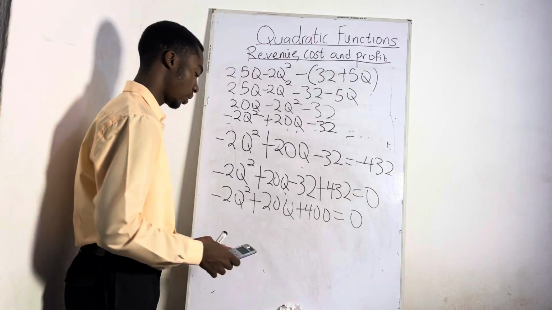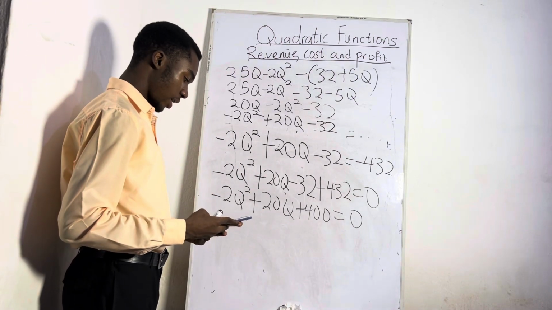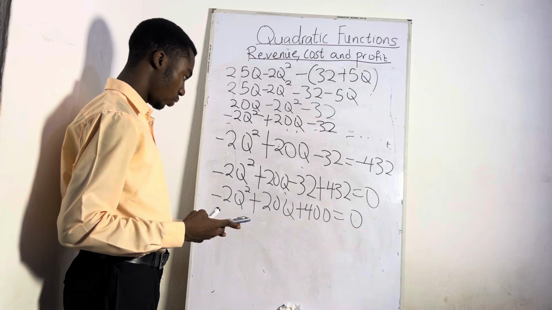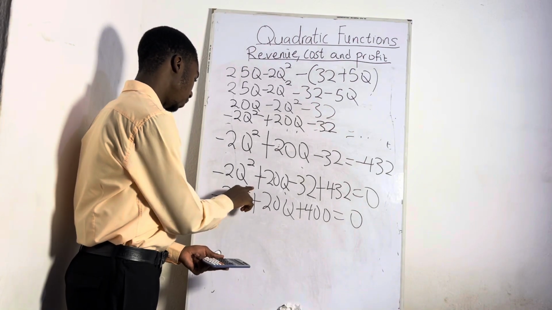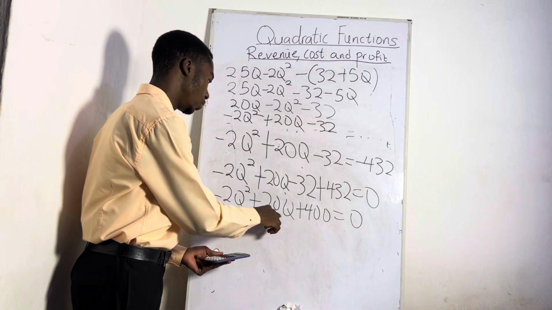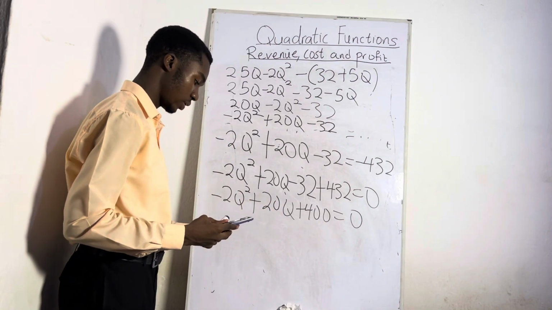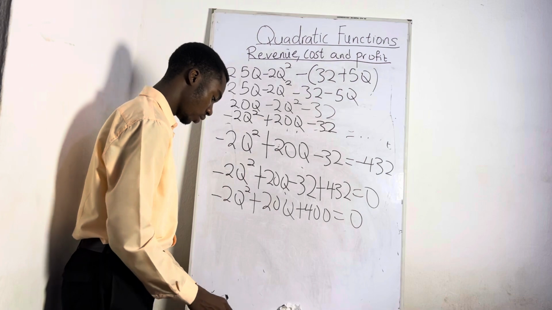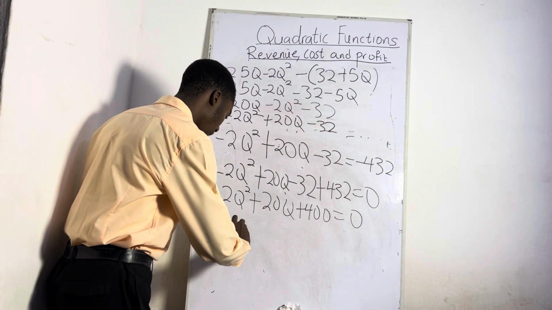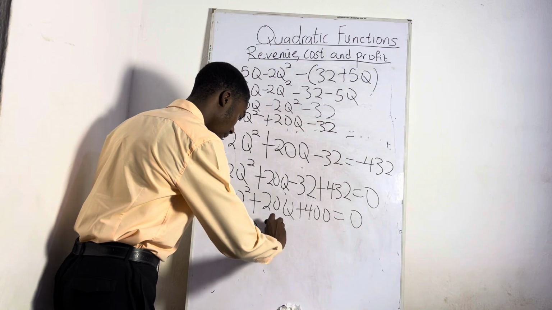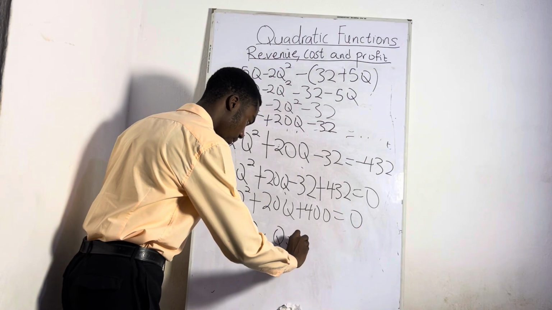So now let's punch it on the calculator. The coefficient of KO squared is negative 2, then 20, and then 400. So you are getting KO is equal to negative 10, then KO is equal to 20.